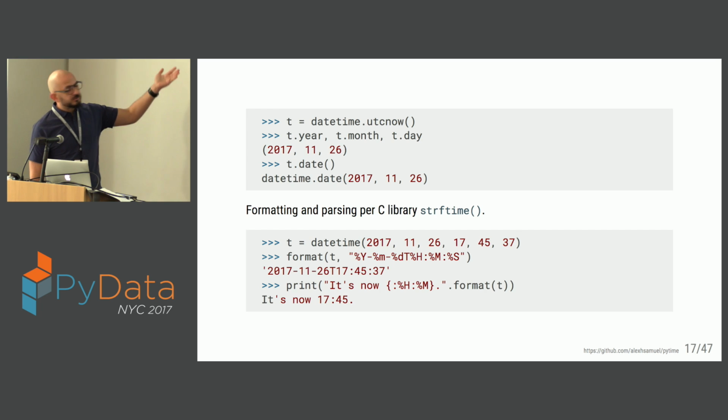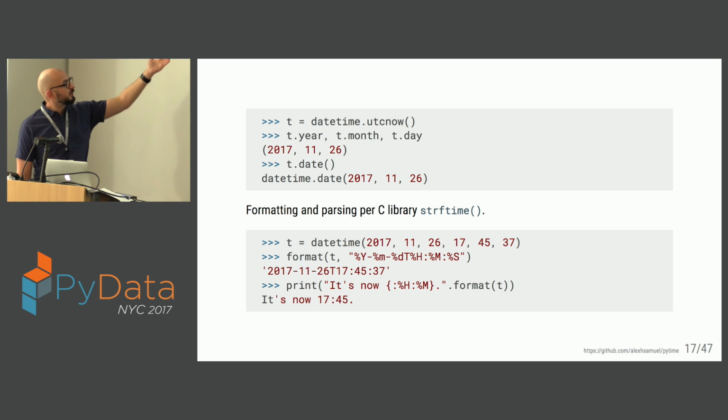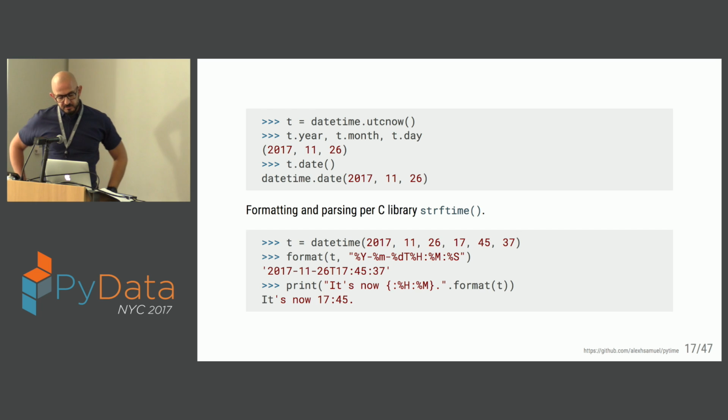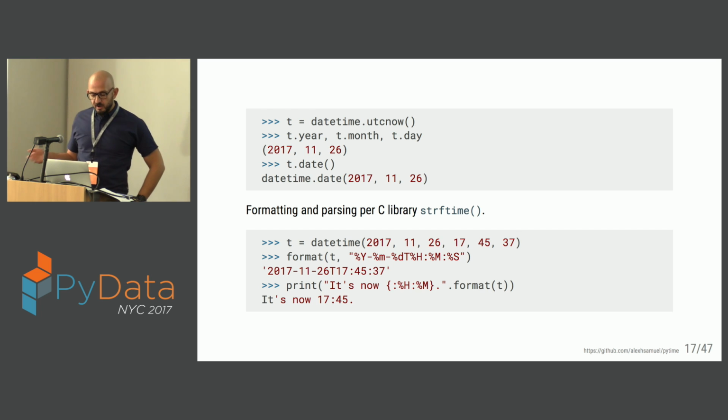Here are some quick examples of things the datetime library will do. You can call, for instance, utcnow. You get back the UTC current date and time. You can fish out components: .year, .month, .day. You can split it into a date and a time.